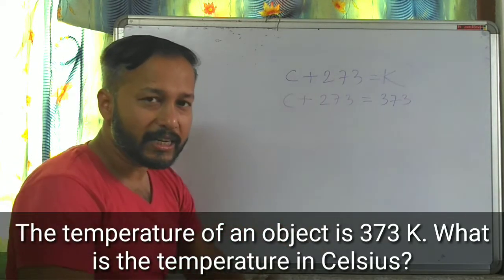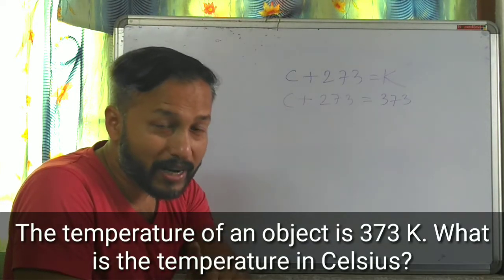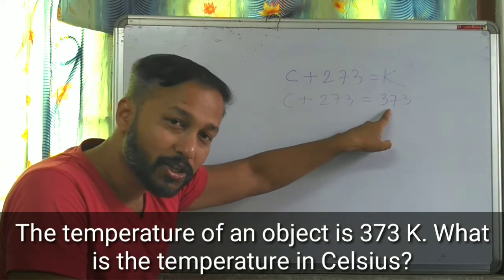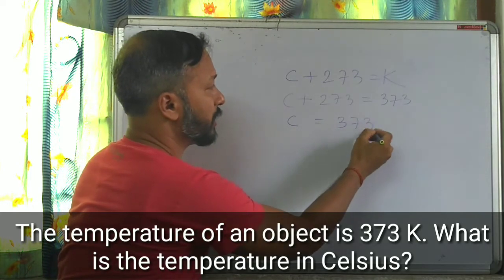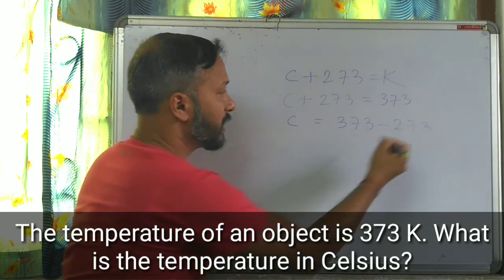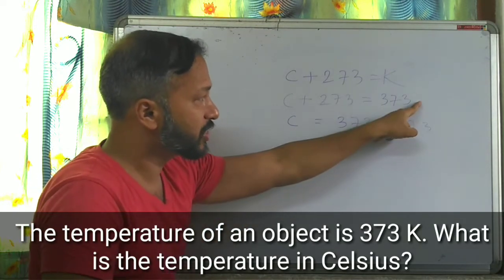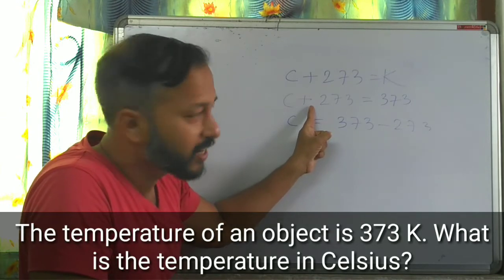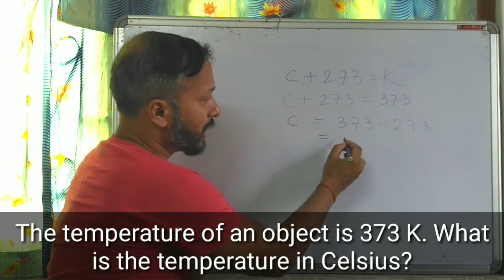Understood? Since the temperature of the object is 373 Kelvin, instead of K, I'm writing 373. Understood? Now C equals 373 minus 273. This plus 273 is going that side, that's why the plus sign will be changed into minus 273. So what are you getting?